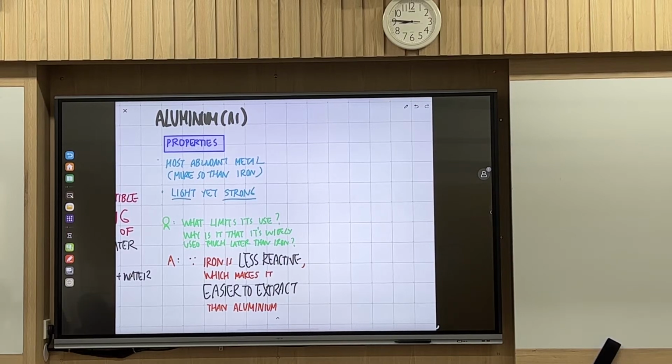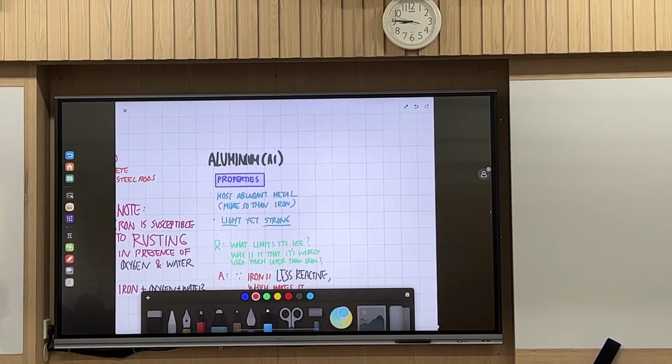So it makes its way into the overhead power cables. Sometimes when you go hiking, you see things like these, the cables hanging between two towers. Those overhead power cables are made from aluminium.